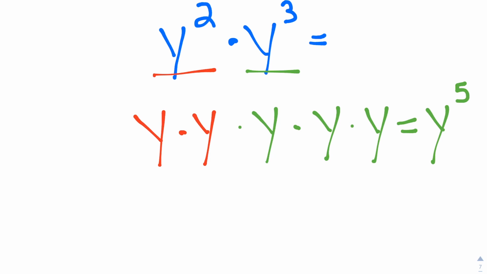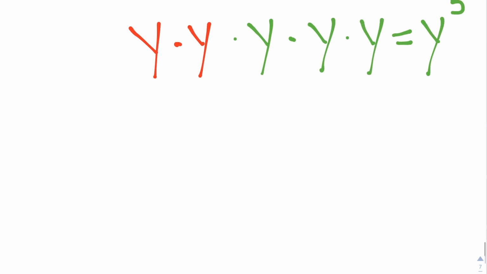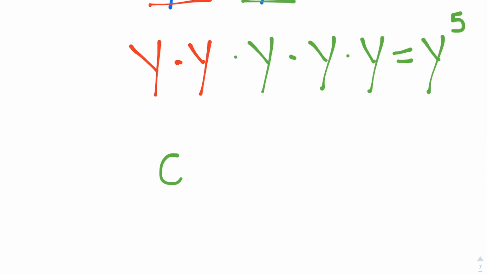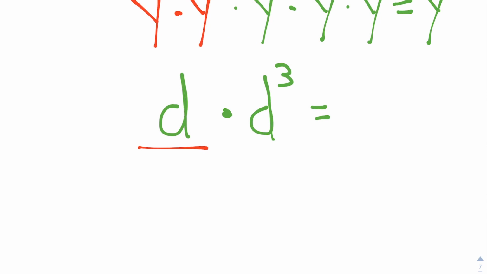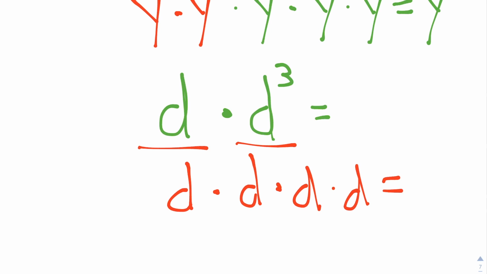And you may have noticed that I could have just simply taken 2 plus 3 to get my answer too. But sometimes we need to look at things a little bit differently. So let's try another example. Again, I have 1 copy of D here, 3 copies of D here. How many D's does that give me? It gives me 4.